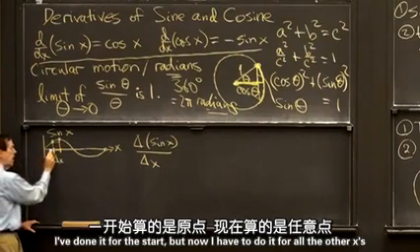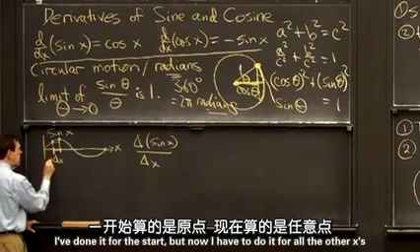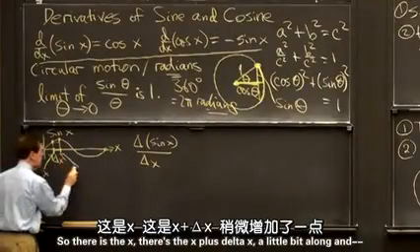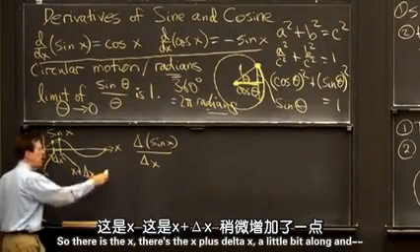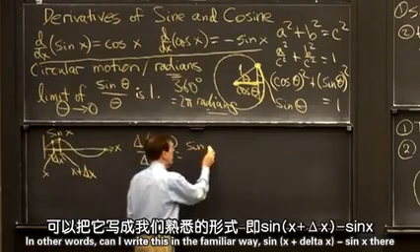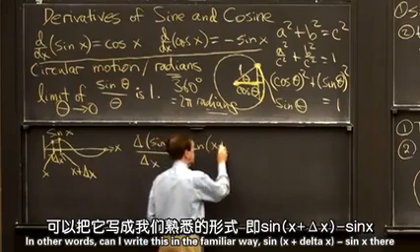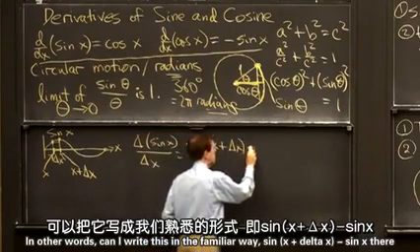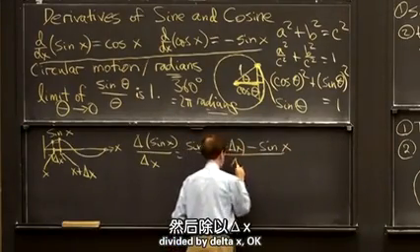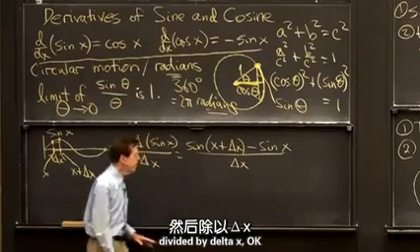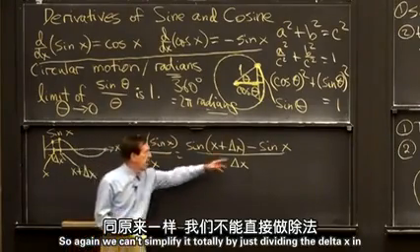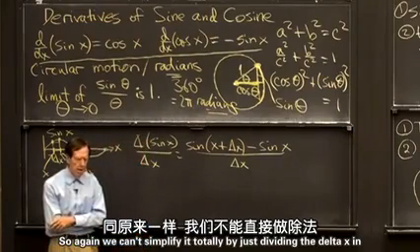The main point is my x is now here instead of being at the start. I've done it for the start, but now I have to do it for all the other x's. So there's the x. There's the x plus delta x, a little bit along. And so, in other words, can I write this in the familiar way? Sine of x plus delta x minus sine x, divided by delta x. So again, we can't simplify totally by just dividing the delta x in.